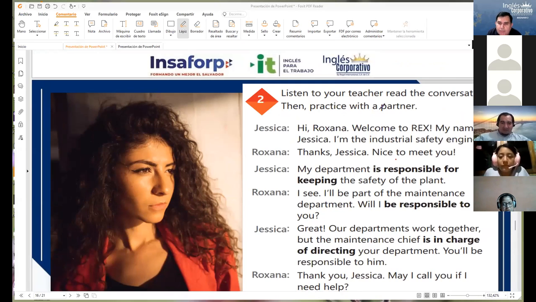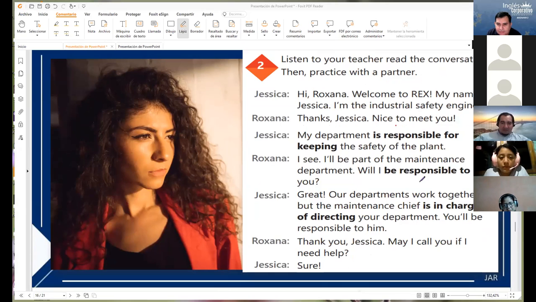Por si teníamos tiempo, íbamos a practicar esto. Ok. Tenemos unos minutos. Let's practice. Ok. Listen to your teacher read the conversation. Then practice with a partner.